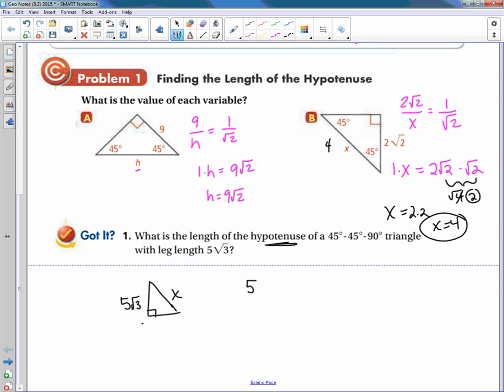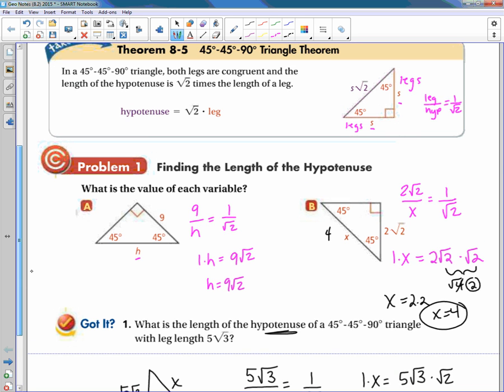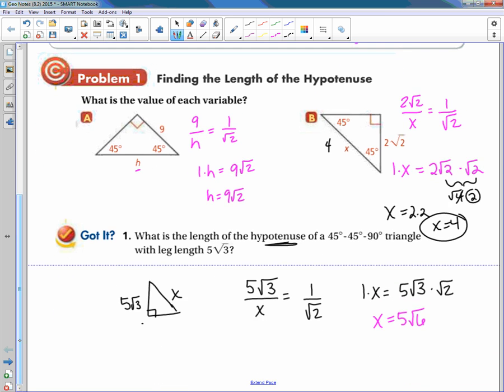So I'll put leg over hypotenuse, which is x, and then I'll use my 1 over the square root of 2, which is leg over hypotenuse, and then I will cross multiply. So 1 times x is going to equal 5 times the square root of 3 times the square root of 2. So that will become x equals 5 times the square root of 6. And that's how we use the leg over hypotenuse ratio to find missing sides.